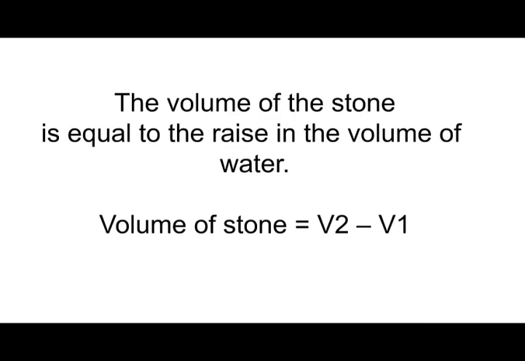Finally, volume of the stone is equal to V2 minus V1. Here it is 20 ml. The initial volume is 80 ml, and the final volume is 100 ml. If you subtract these two, you will get 20 ml.